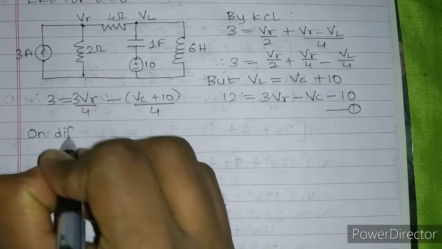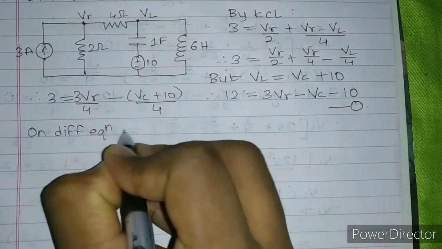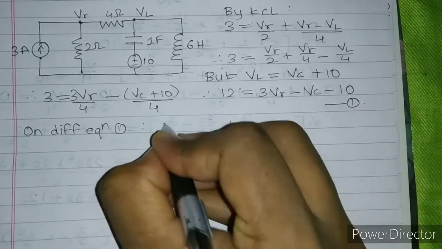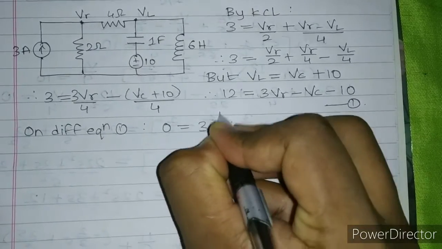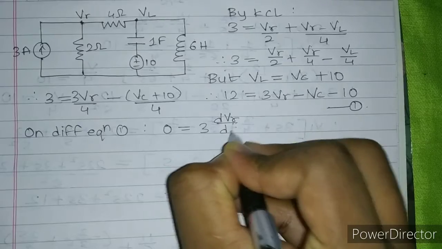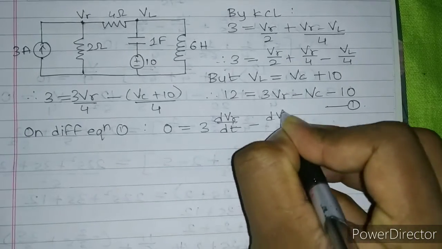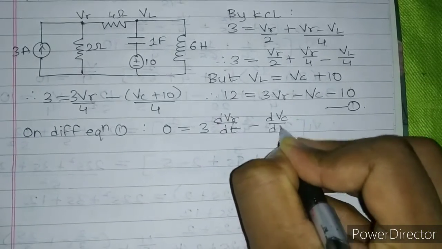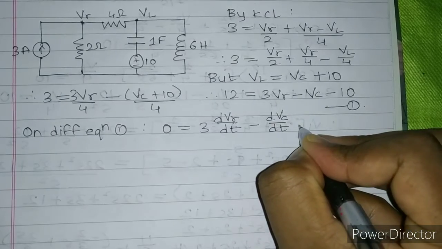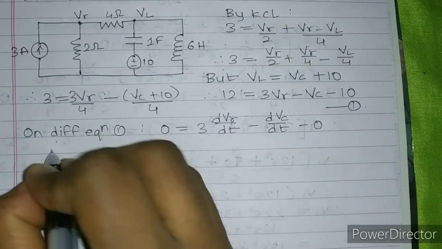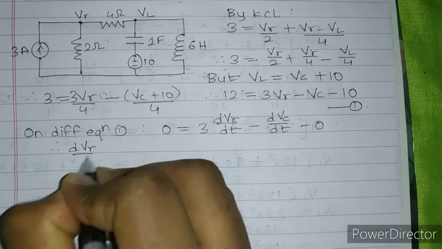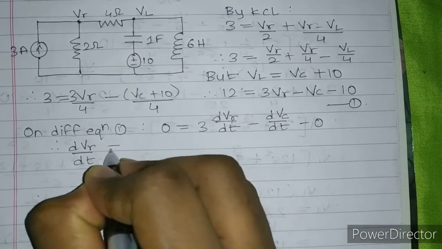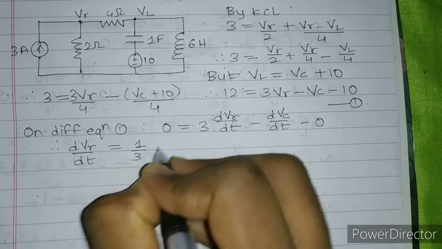Now on differentiating equation number 1 we get 0 is equal to 3 dVr upon dt minus dVc upon dt minus 0. Yes, we were differentiating it with respect to time. So dVr upon dt will be equal to 1 upon 3 dVc upon dt.